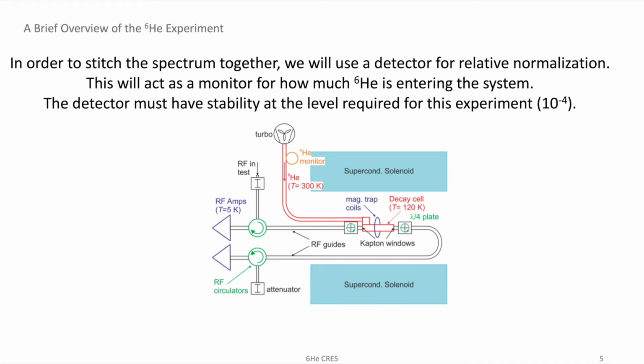We will do this using a detector for relative normalization. This detector will sit here at the entrance of the helium-6 gas to the CRES apparatus, and this will act as a monitor for how much helium-6 is entering the system at any given moment. It is important that this detector have stability on the order of 10 to the minus 4.